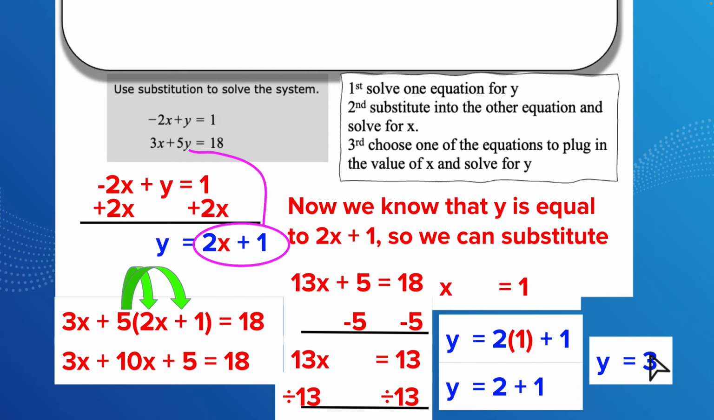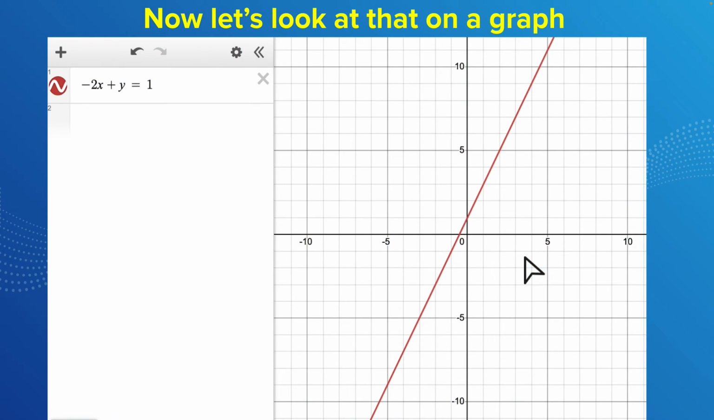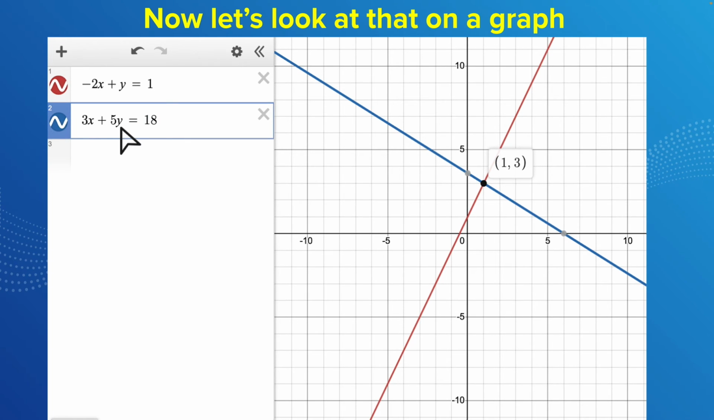So what does that look like? This is a program called Desmos.com. If you've never used it before, it's super easy. You can type in your equation and it will automatically graph your line for you. So negative 2x plus y equals 1. And then we have 3x plus 5y equals 18. And we can see here is our solution, which is 1, 3. That's the point at which the red and the blue line cross.